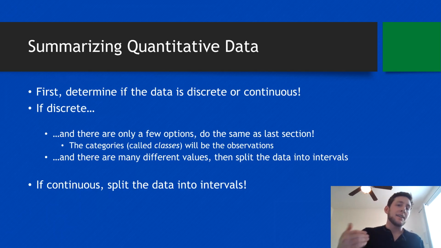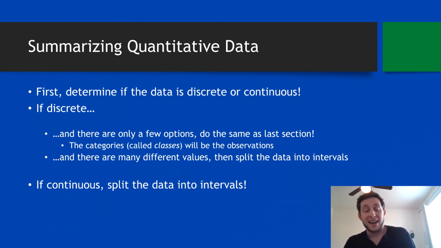Now, if the data is discrete, meaning there are gaps between numbers where there's no answers in between, well, if there are only a few different options for answers, turns out just use the tools of section 2.1. Literally just treat each answer or number as a category and do the exact same thing with your frequency and relative frequency distributions. Now, it turns out if there are many different answers, you don't want to take a category for every single answer. That would be a ton of answers. Well, at that point, we can split the data into intervals.